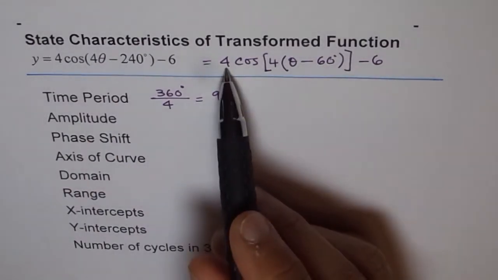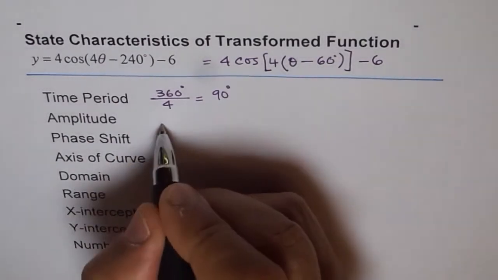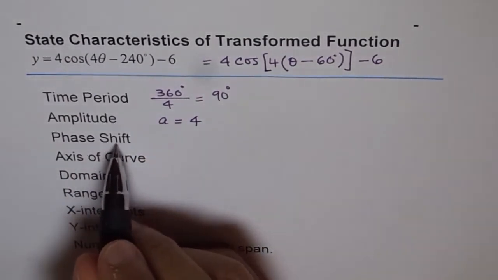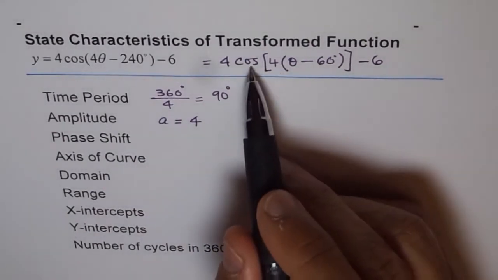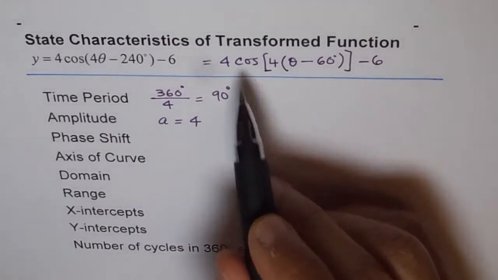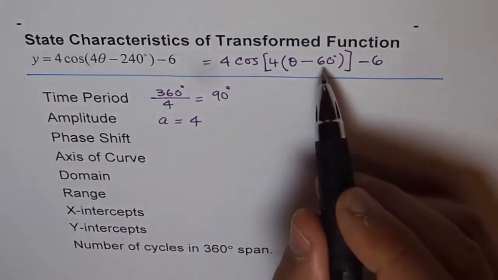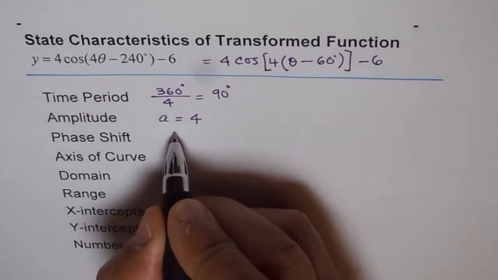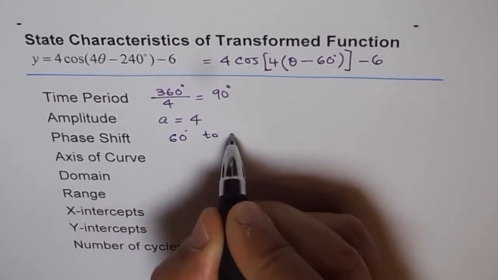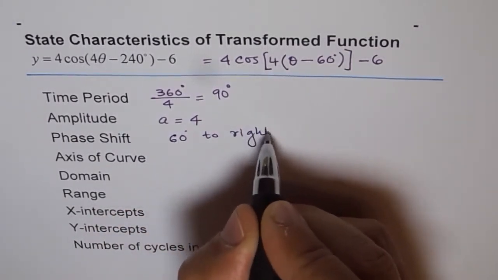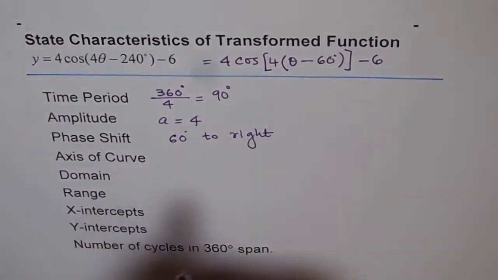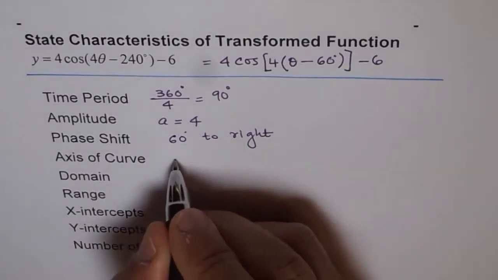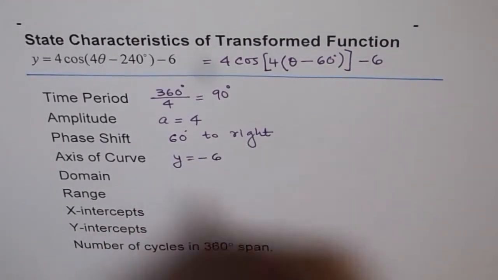Amplitude. Amplitude is right there. That is the value of a, right? So a equals 4. That is the amplitude. Phase shift is by how many units the graph has shifted, right? So the peak, which normally starts at 0, actually starts 60 degrees later. So the phase shift is 60 degrees to the right. Axis of the curve is this value. The y value of this is y equals minus 6.